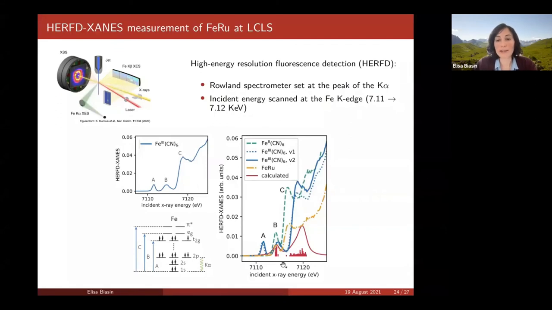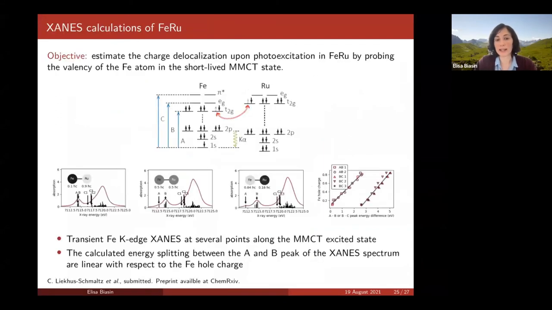But we also had some calculations that indicated we could use the X-ray absorption as a probe of the charge delocalization. At the beginning, I told you that one of the questions we were interested in answering was quantifying the amount of electron delocalization in the excited state. So Neri ran some calculations. He promoted the molecule to the metal-to-metal charge transfer state potential energy surface, let the molecule propagate on that surface, and calculated the absorption spectrum at different points along it.